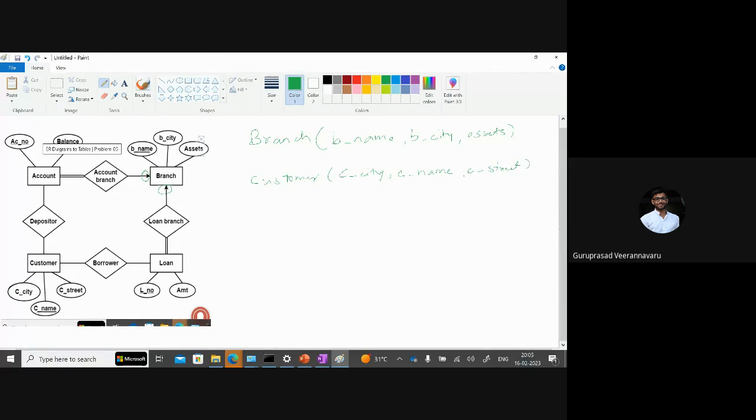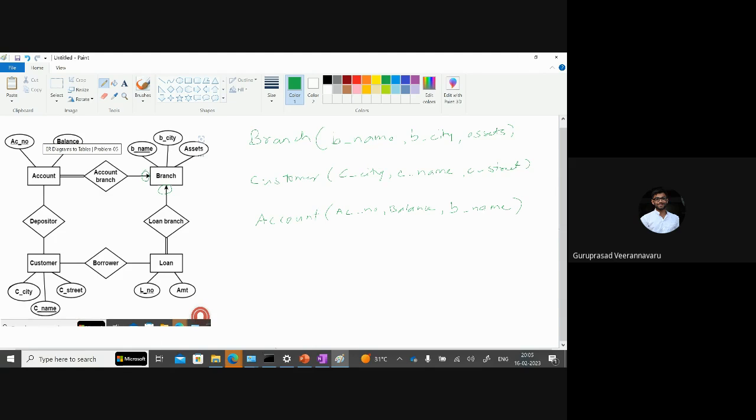And then account is dependent, it's okay. And loan is dependent, it's okay. Now let's take account, right? Account is dependent on branch, so I have to have a value there. Account has AC number and it has balance, and it is dependent on branch. So I'll take a branch name.